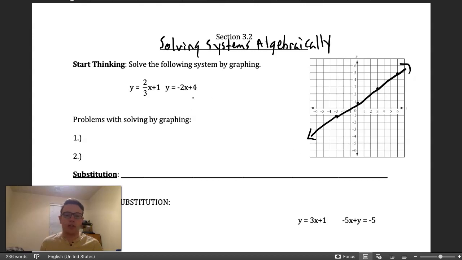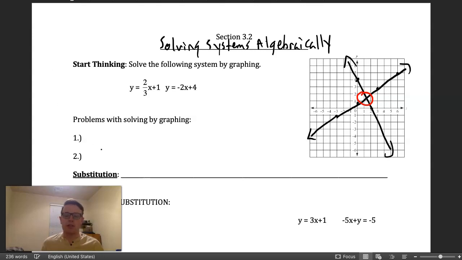For the other one, y is equal to minus 2x plus 4, we go up to plus 4. We go down 2 over 1, down 2 over 1, and so on. So our question is, what's our solution? We know our solution is somewhere in here, but it's hard to say what our precise solution is because it doesn't cross over one of our lines.